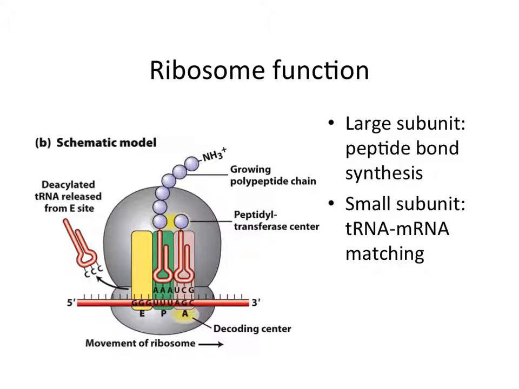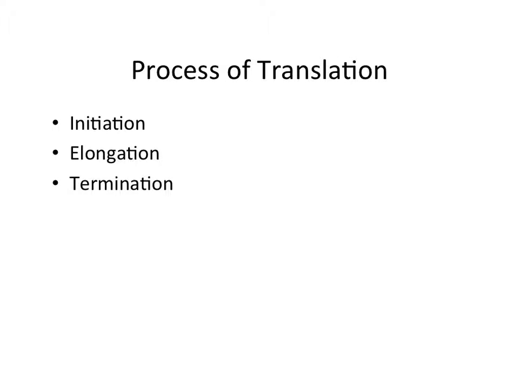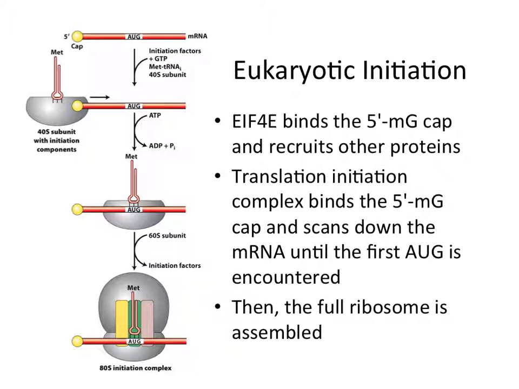Okay. And yeah, that's what happens inside the ribosome. So take a little bit closer look at initiation, elongation, and termination. So I've already said this part, that EIF4E binds that cap and brings all the other proteins. Then you get assembly of the ribosome.